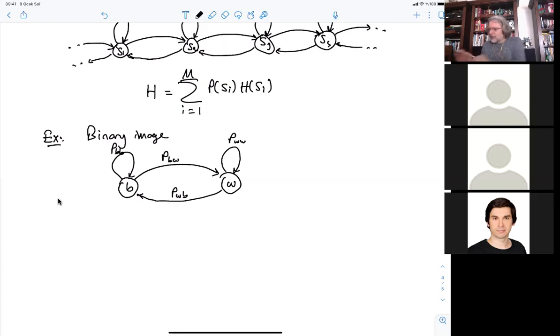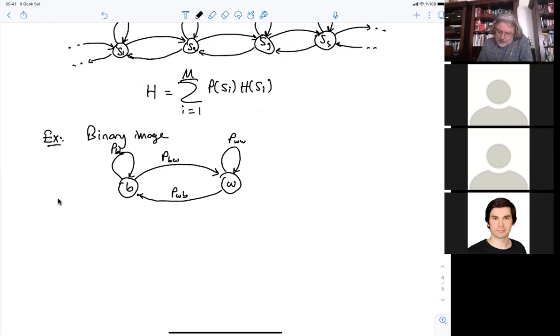Now let's try to evaluate or calculate the entropy of this overall system using this strategy or using this expression. What is the entropy of the black pixel? What is the entropy of the white pixel? And what is the probability of black and white pixels? Is something that we have to calculate.